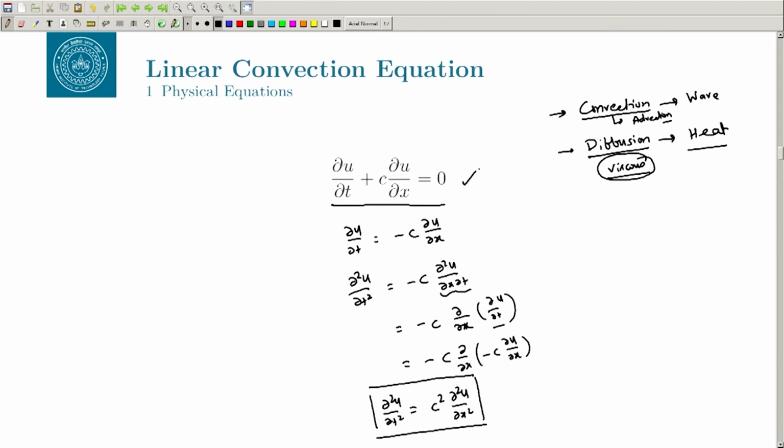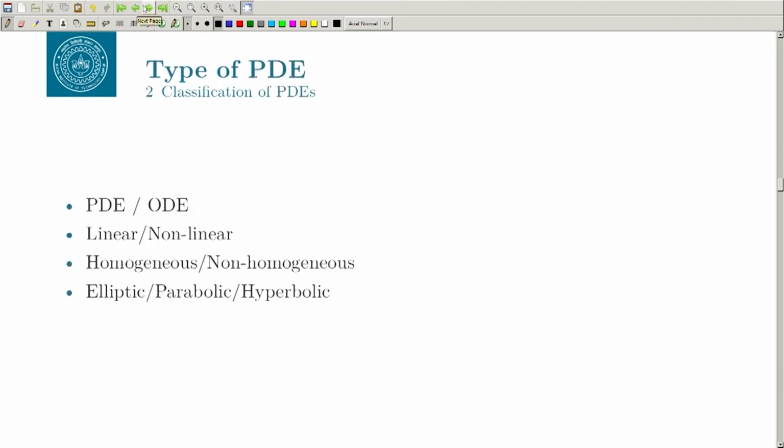This is the first order and this is the second order, but both represent the wave equation, or basically the propagation of a wave in a medium. Now that we have reviewed some of the equations that we have already studied in our math course or even in the fluid dynamics course, let us look at how to classify these PDEs.